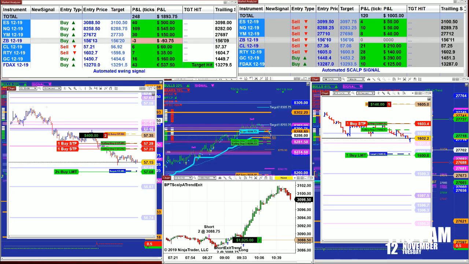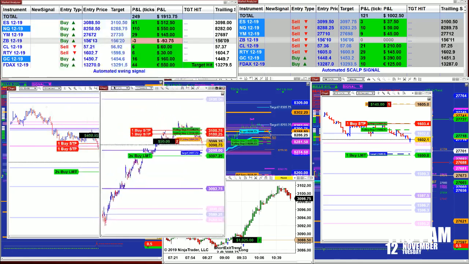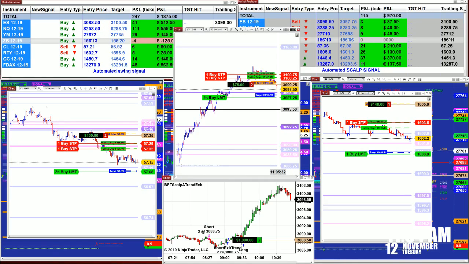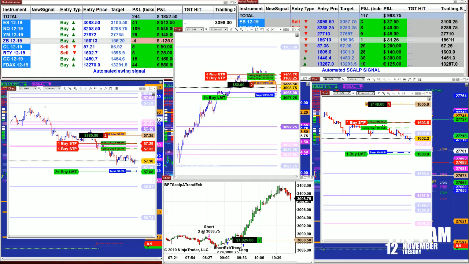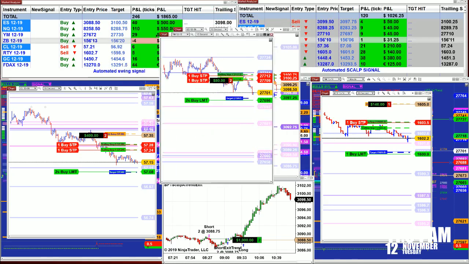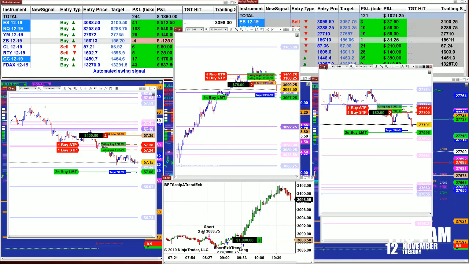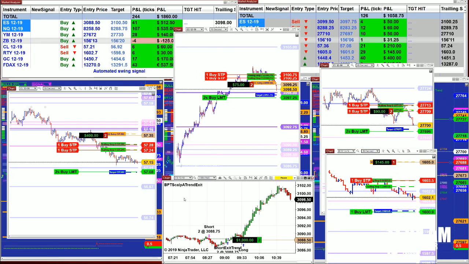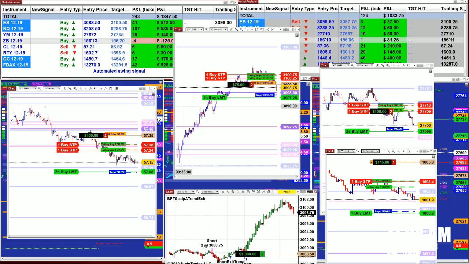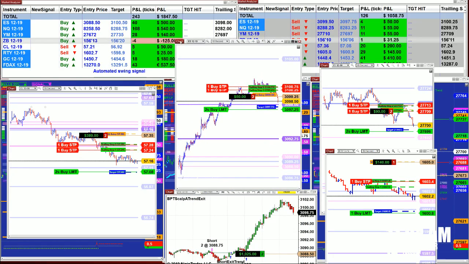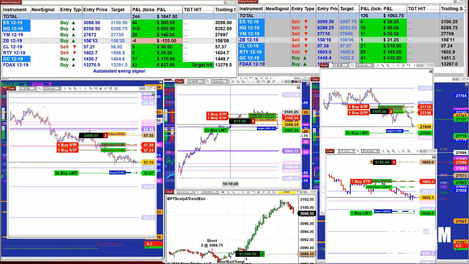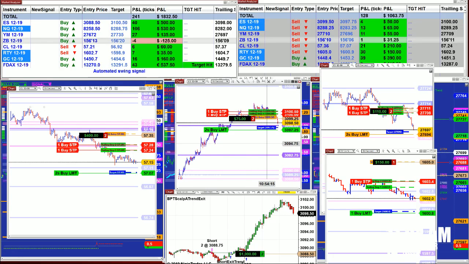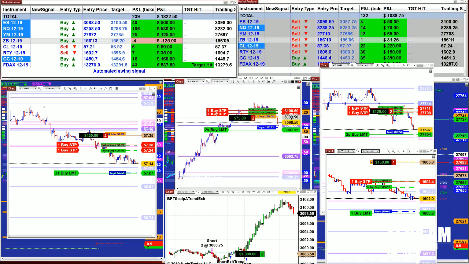The ES took the short on the scalper. I'm gonna leave it as is. And the YM, as we said, took the scalper. We're gonna leave it as is as well. It's coming to the double support area here. Let's see if it can break it.